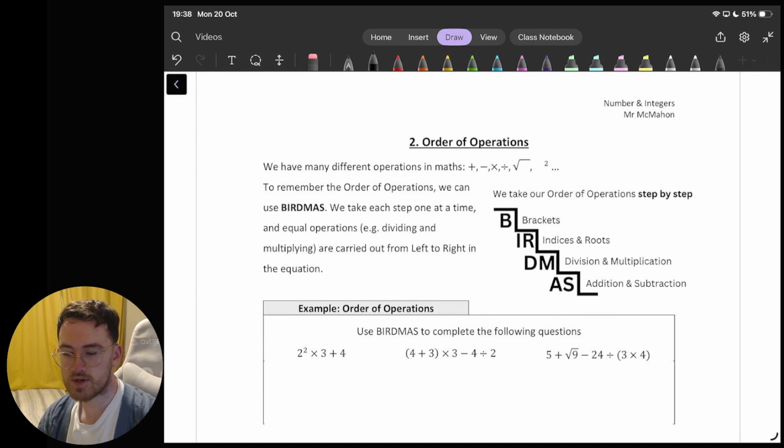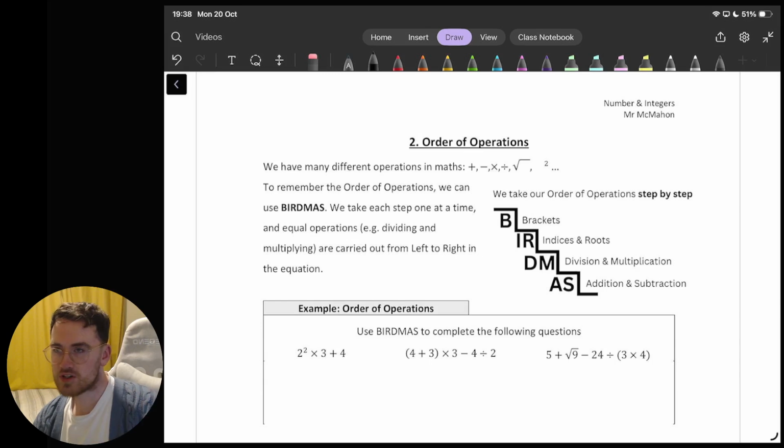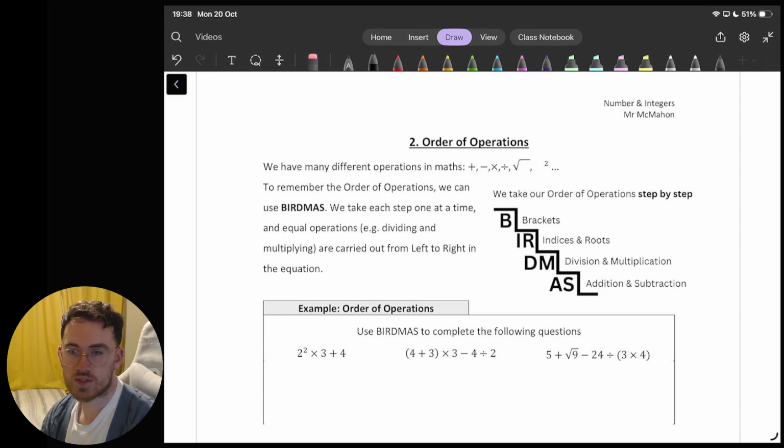So obviously the typical operations we would encounter in maths are adding, subtracting, multiplying, dividing. These are our main operations. They have inverses, so adding and subtracting are the inverse of each other. Dividing and multiplying are the inverse of each other. We could even bring in square roots and squaring, or powers and roots of those powers, and those extra operations we can use.